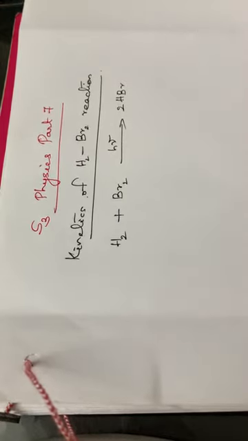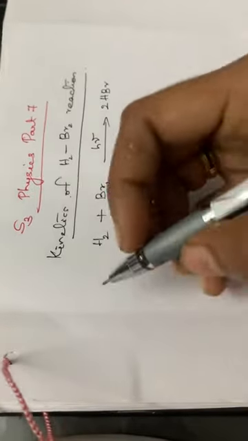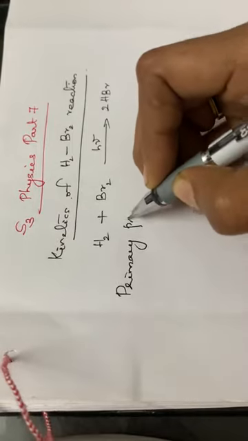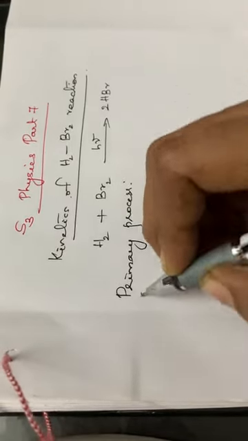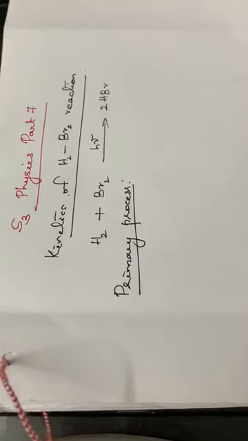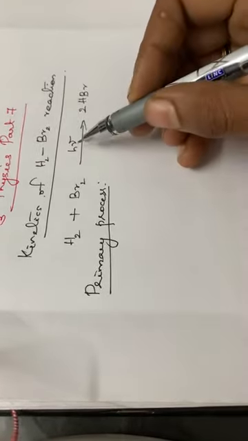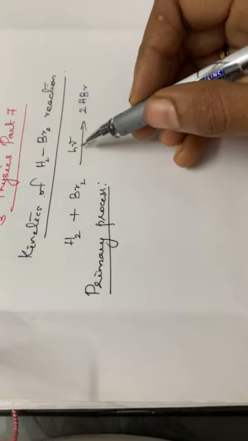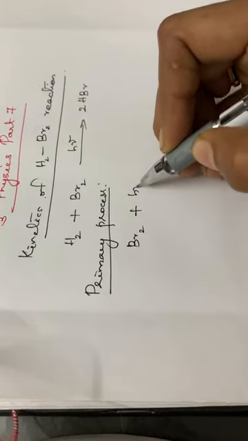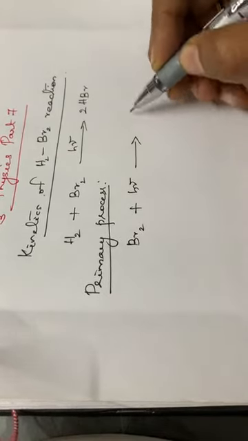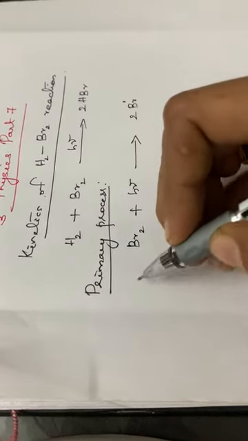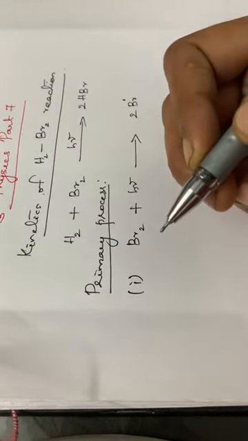Here two processes are going on. The first is called the primary process and the second one is the secondary process. In the primary process, bromine absorbs one quantum of energy, or one photon, to give two bromine free radicals. This is the primary process, and let it be equation number 1.